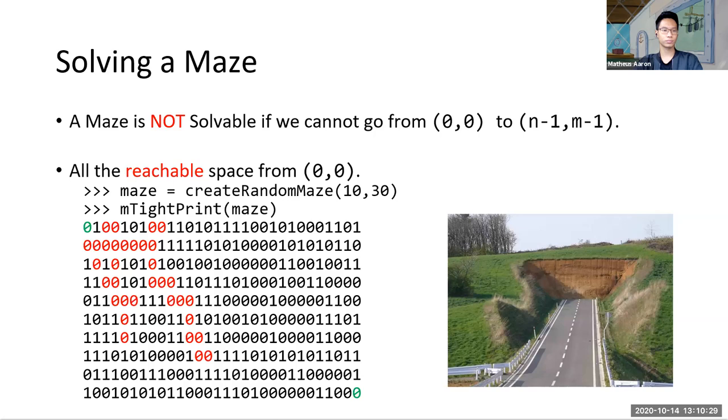You cannot achieve here to here because it's not reachable. But if you are asked, between this point and this point, can you solve it? Then yes, it's solved, because you can reach it. Meaning that you basically need to find all possible points that the start point can reach.